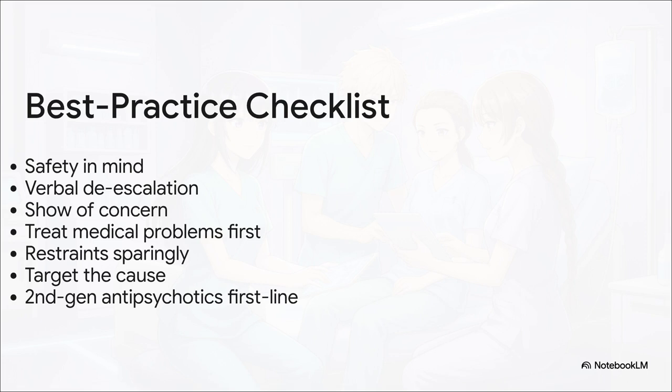4, always treat medical problems first. 5, use restraints sparingly. 6, target the cause, using oral meds if you can. And 7, literally underline this for your boards. Second-generation antipsychotics are your first-line agents in most situations that don't involve alcohol. Seriously, lock that one in.